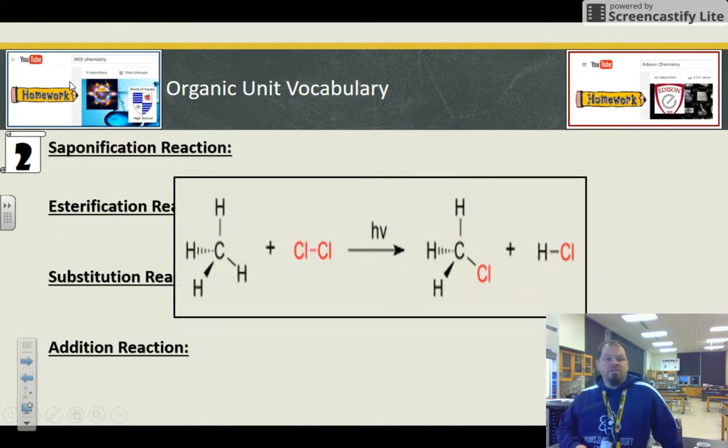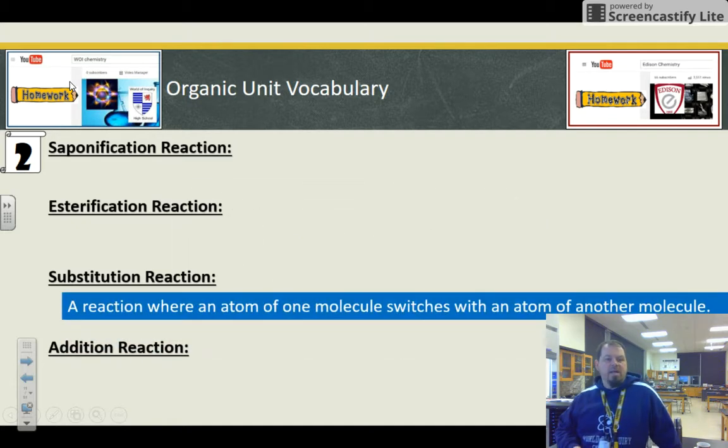Substitution. So here's a switch. This is like a single replacement reaction, right? One Cl and one H are going to switch if you look on the product side. Okay, so there's a switch, there's a substitution going on. This is a reaction where an atom of one molecule switches with the atom of another molecule. They substitute for each other.